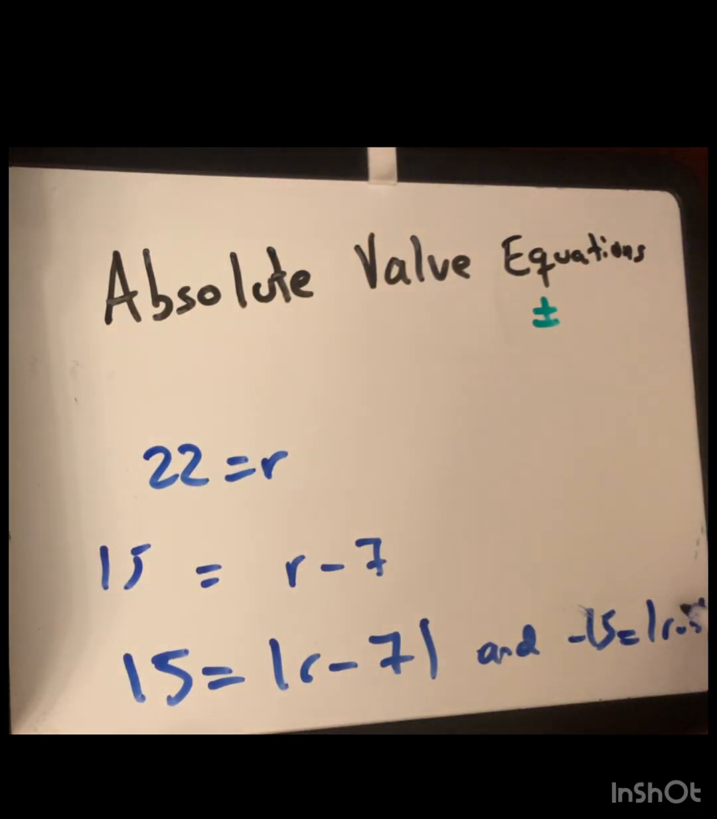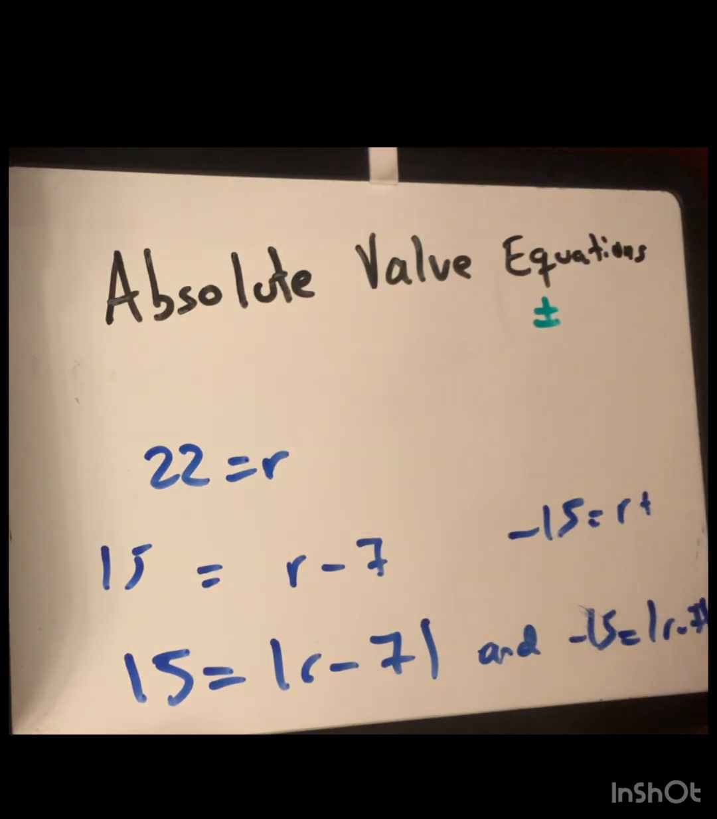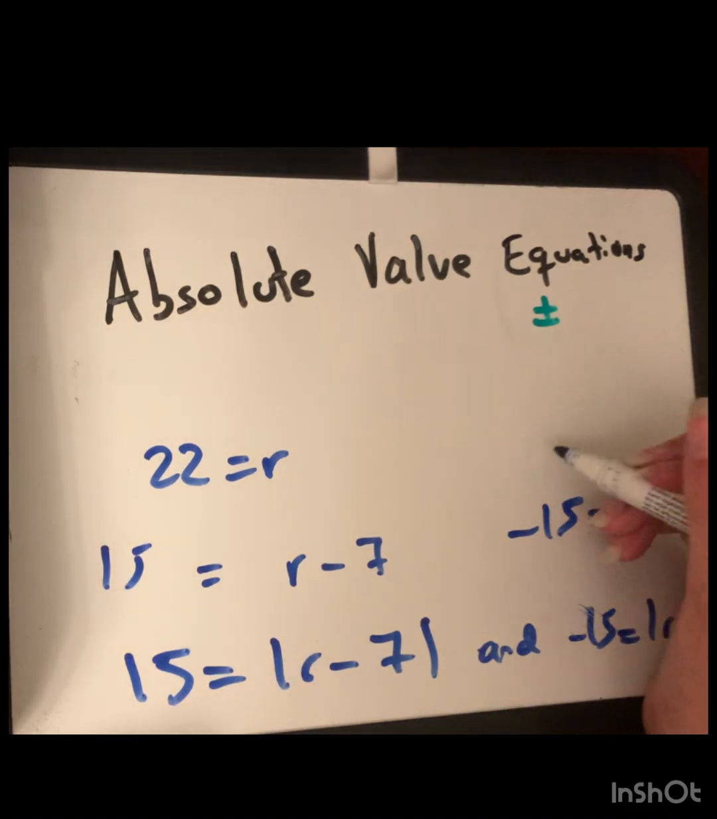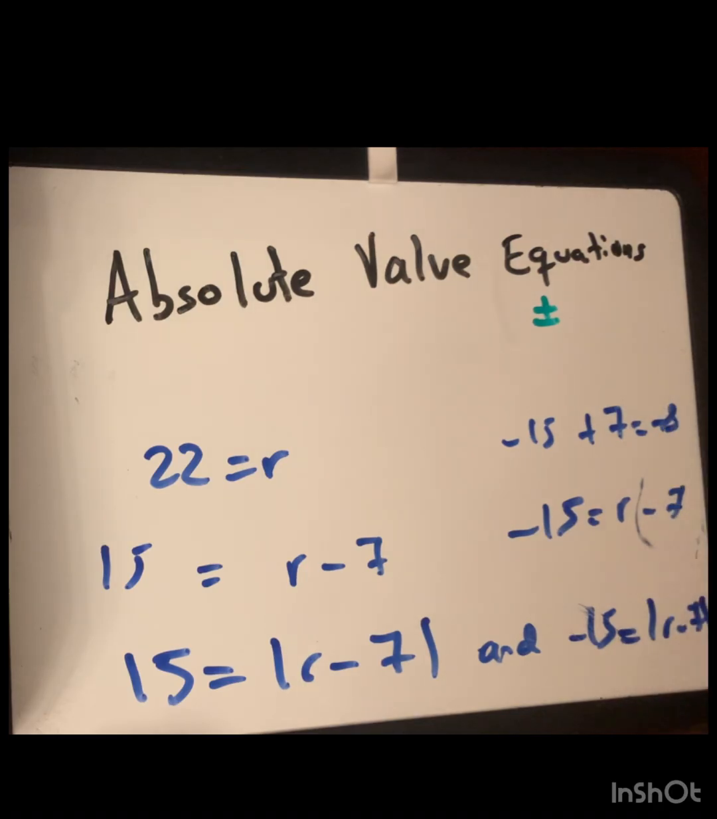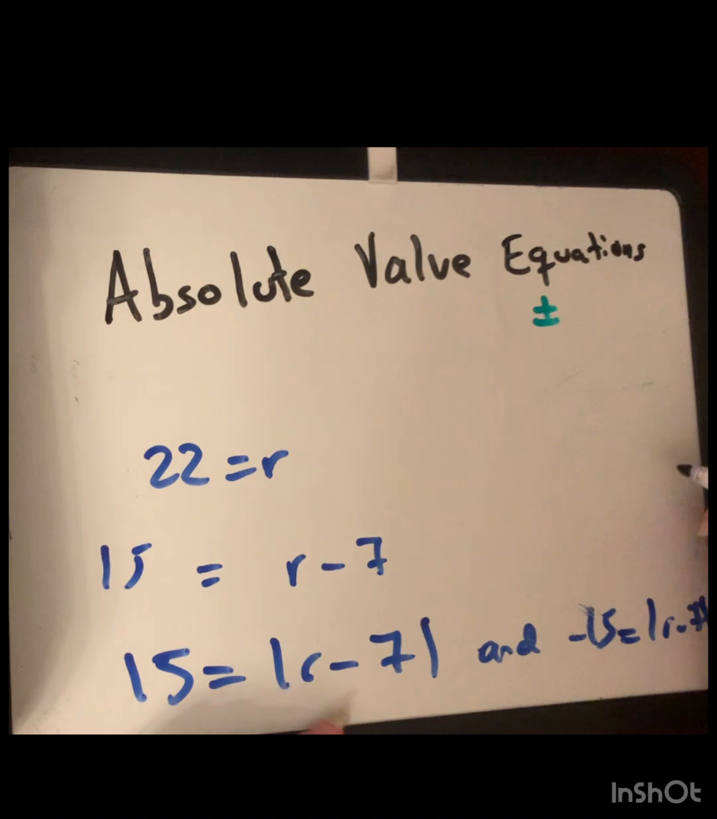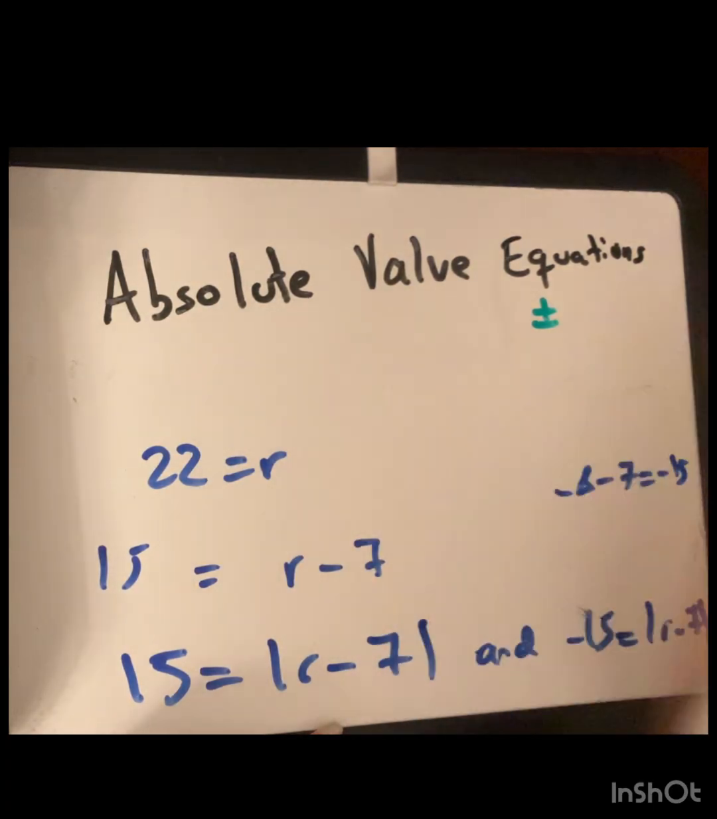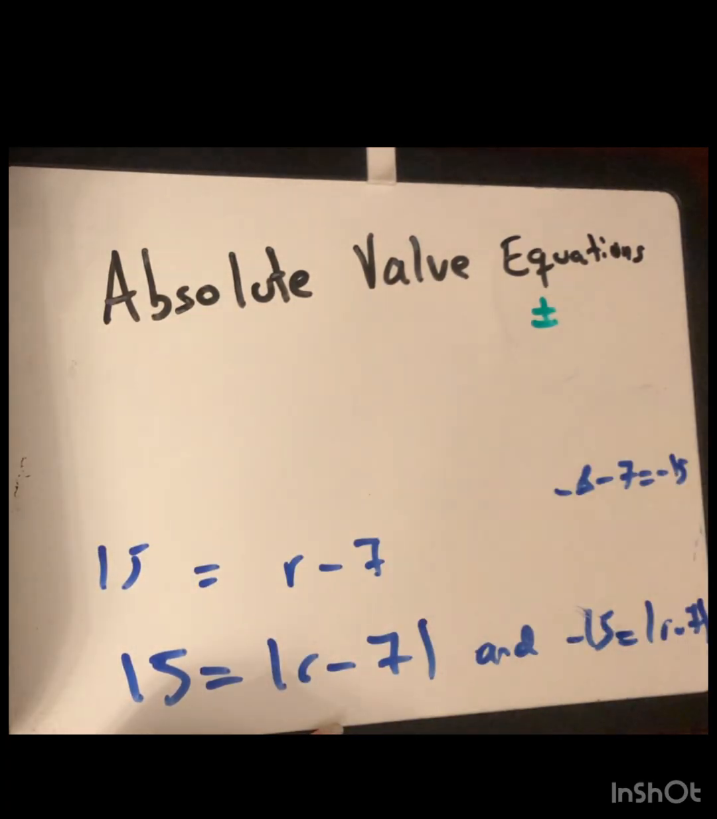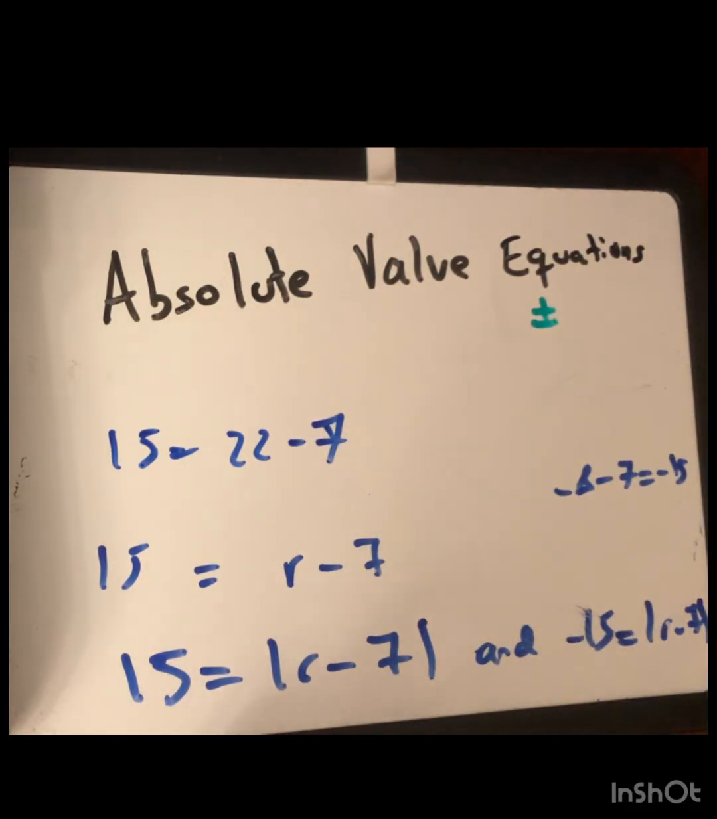And then here you do negative 15 equals r minus 7. It would move adding, so it'd be negative 15 plus 7 equals negative 8. And then you would substitute that here. R, it'd be negative 8 minus 7 equals negative 15. That is true. And then 22 we substitute here, so it'd be 22 minus 7, 15 equals 22 minus 7, which is also true, which means this is correct.